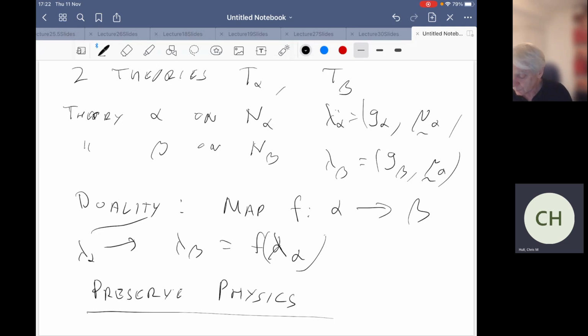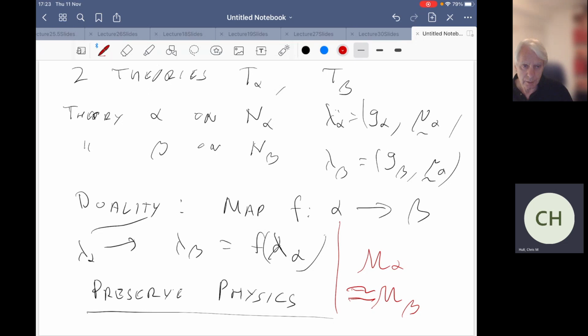And for this to be the case, the first requirement is that the moduli space of alpha should be the same as the moduli space of beta, or rather should be isomorphic to that, so this map gives a one-to-one correspondence. So we can think of this as giving 2 different prescriptions of the same physics, that the alpha description or the beta description describes the same physics.